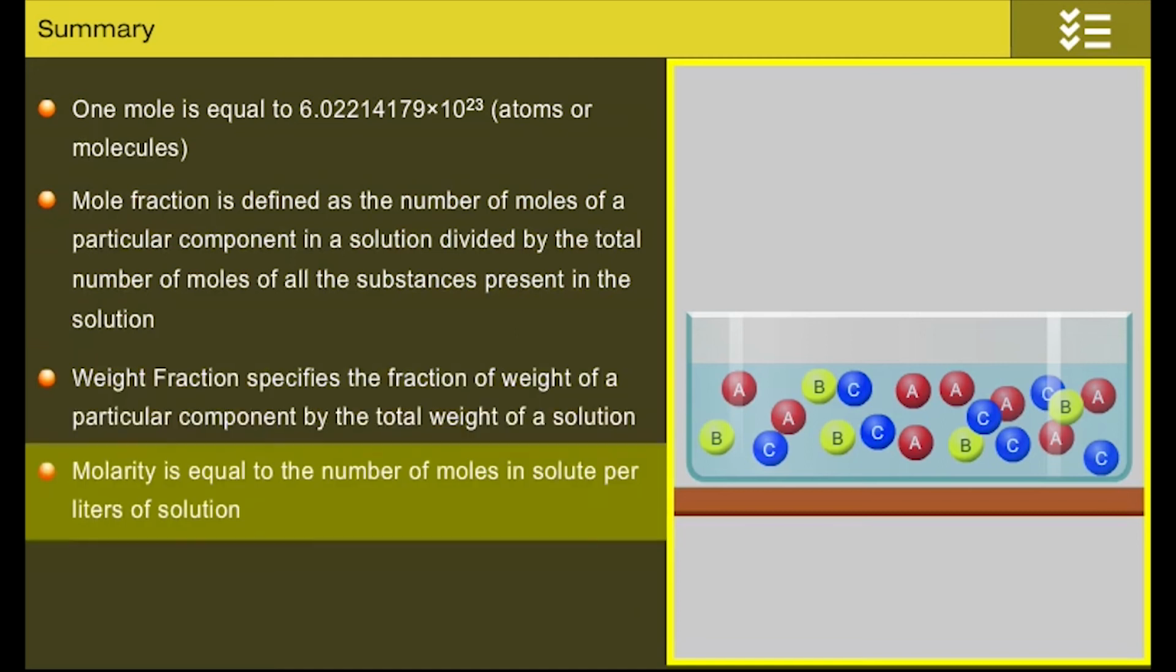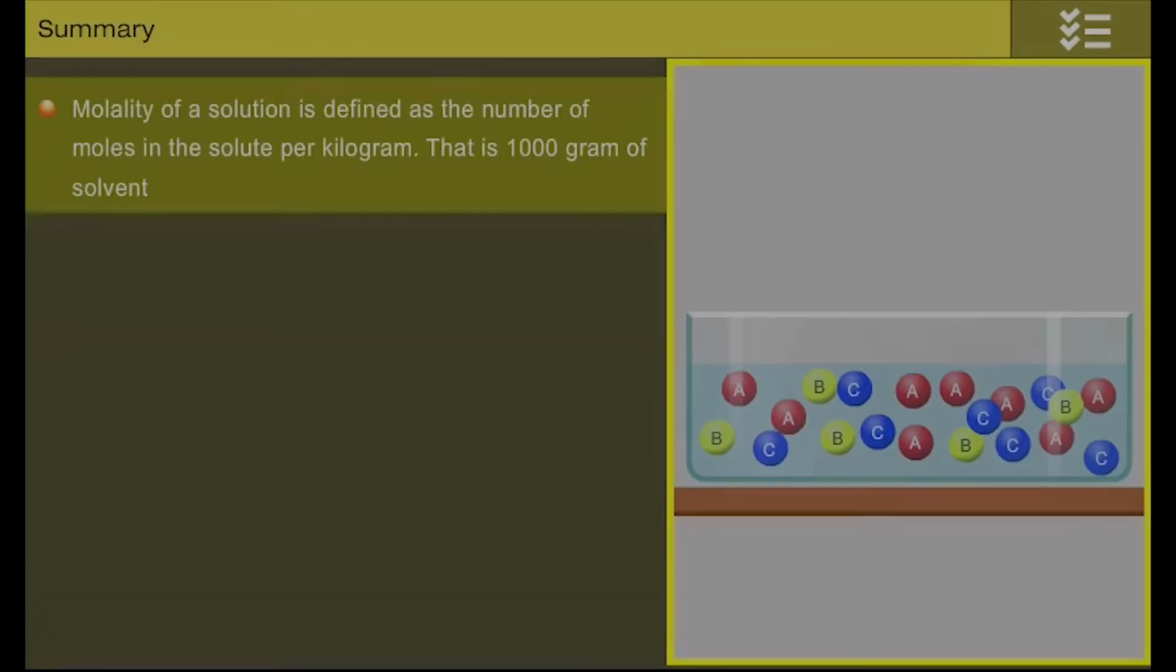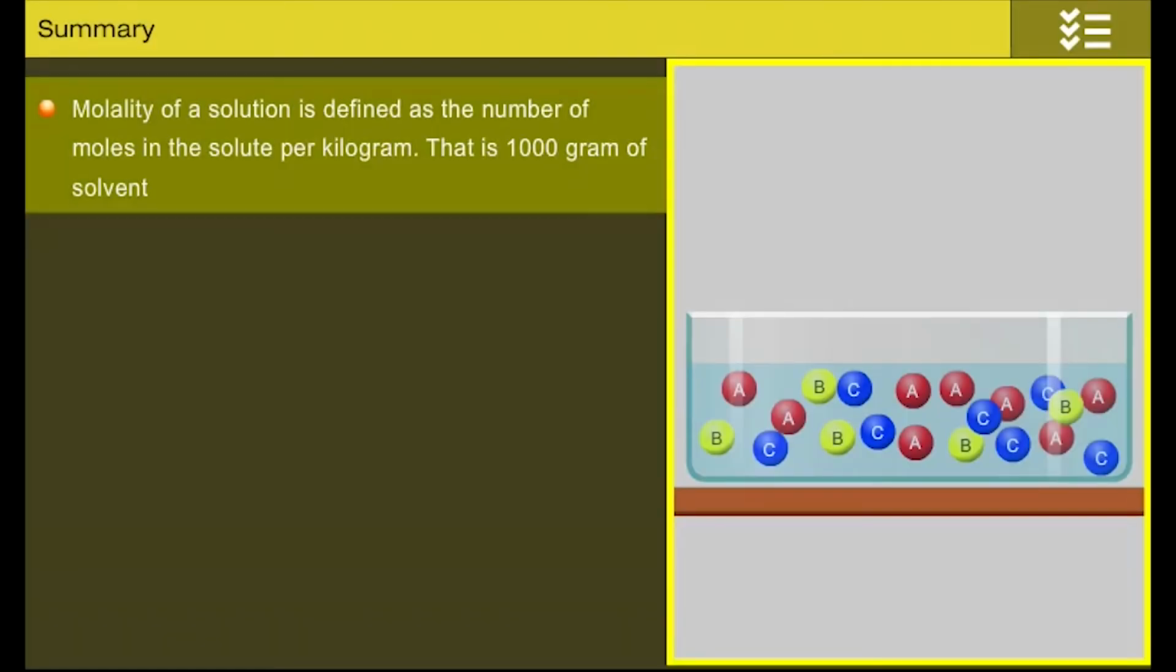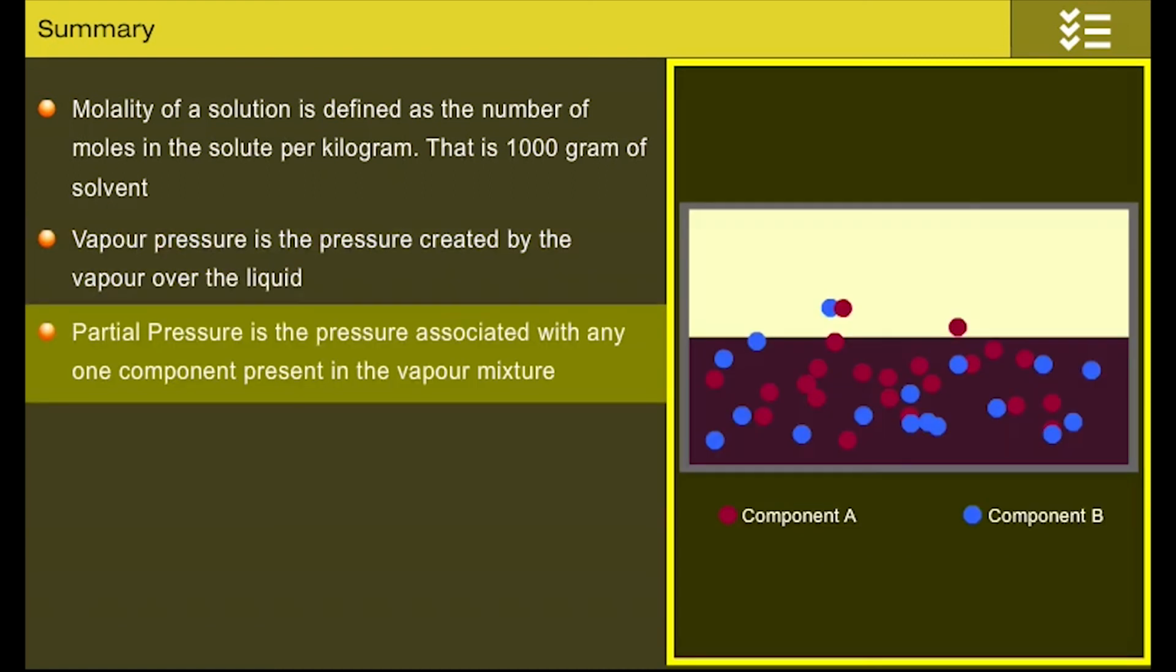Molarity is equal to the number of moles of the solute per liter of solution. Normality is equal to the number of equivalents of the solute per liter of solution. Molality of a solution is defined as the number of moles of the solute per kilogram, that is 1000 gram, of solvent. Vapor pressure is the pressure created by the vapor over the liquid. Partial pressure is the pressure associated with any one component present in the vapor mixture.